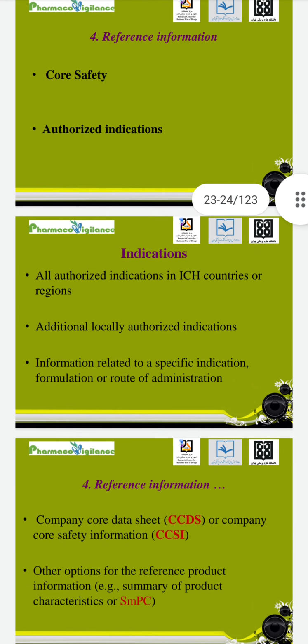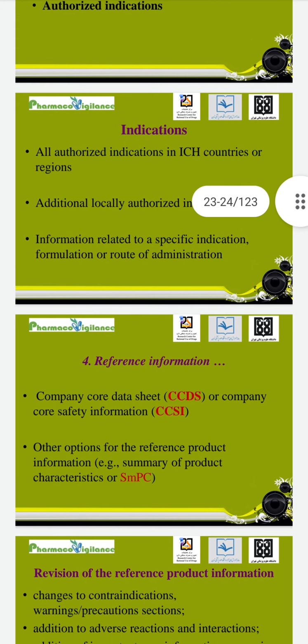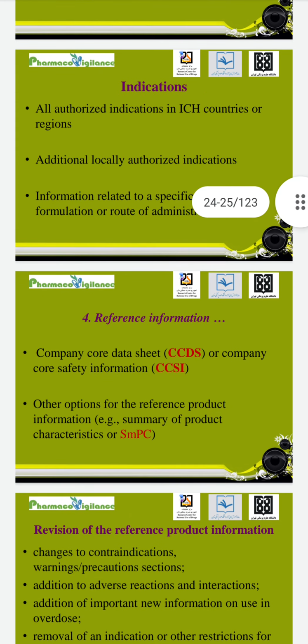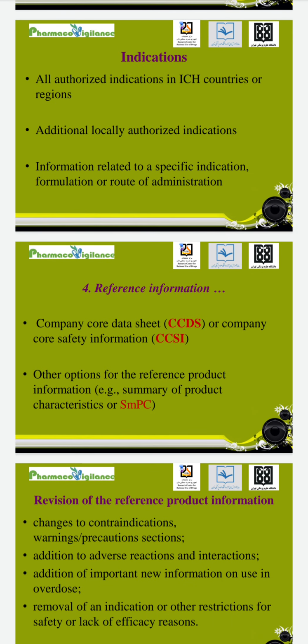The reference information is the company core data sheet (CCDS) or company core safety information (CCSI). Other options for reference product information are, for example, the summary of product characteristics (SmPC). These are the reference information for the PSUR, the periodic safety update report.